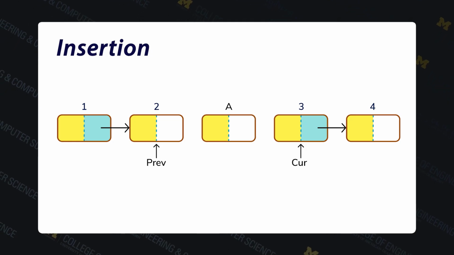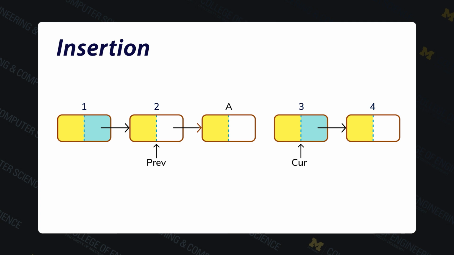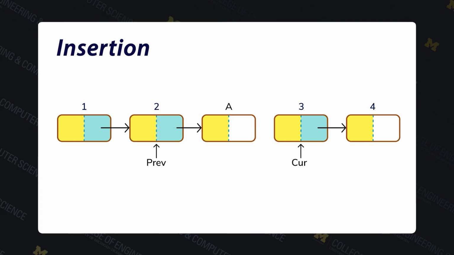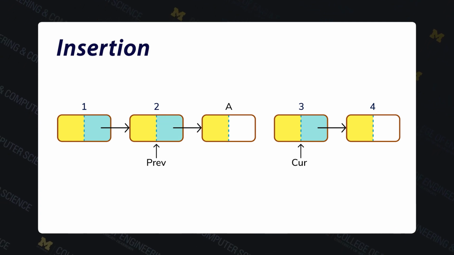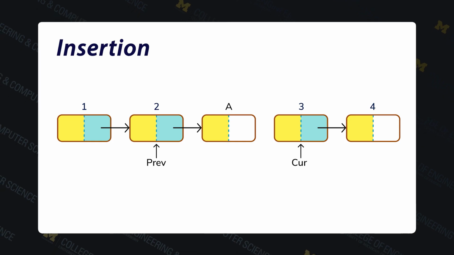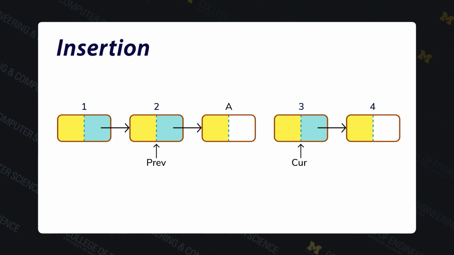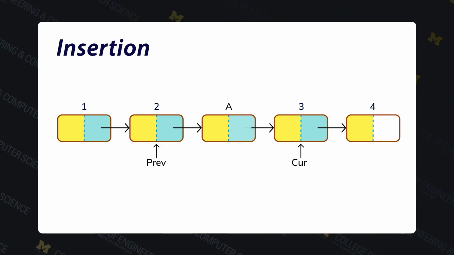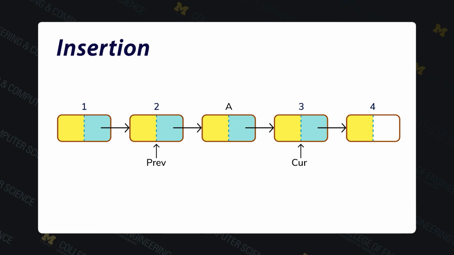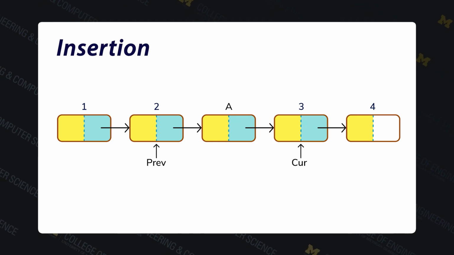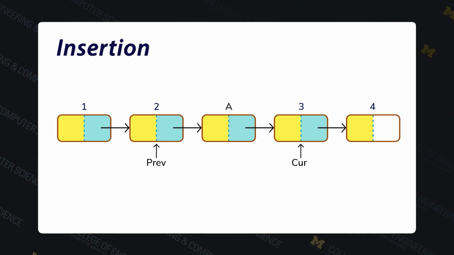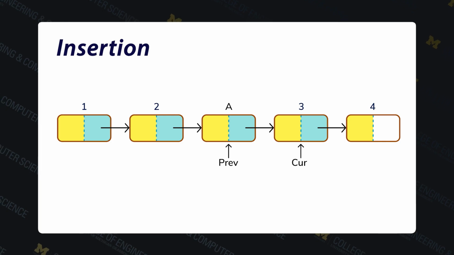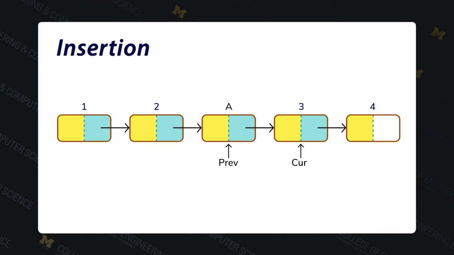and reassign node 2's next pointer to node A. Next, we'll assign node A's next pointer to node 3. Lastly, we will assign the previous pointer to node A. And that wraps up our insertion in the linked list.